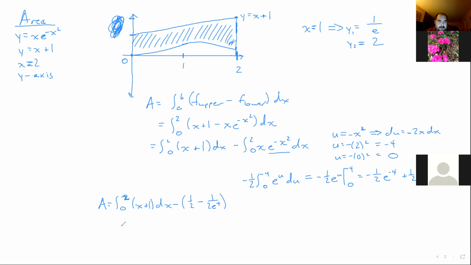That would become 1/2 x squared plus x from 0 to 2. So this comes out to be 1/2 of 4, which is 2, plus 2. That comes out to 4, plus 1/2 e to the 4th, minus 1/2. So final answer is 3/2 plus 1/2 e to the 4th.